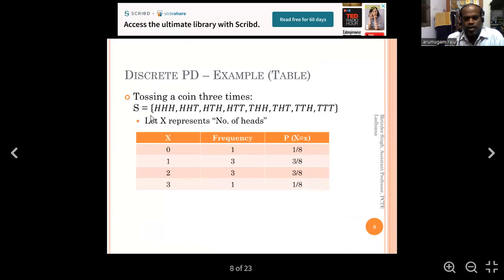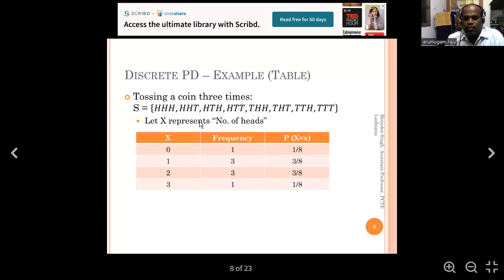Suppose tossing a fair coin 3 times, you have to imagine the sample space S equal to: head, head, head; head, head, tail; head, tail, head; head, tail, tail; tail, head, head; tail, head, tail; tail, tail, head; and tail, tail, tail. With this we can represent the sample space.